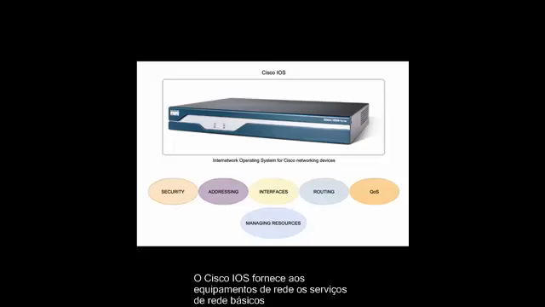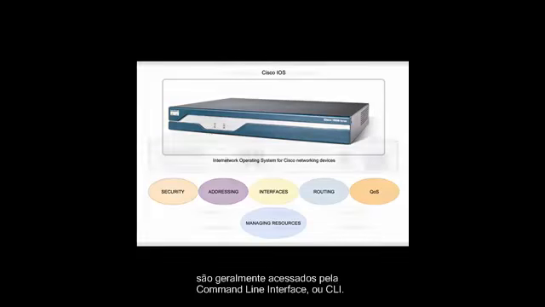The Cisco IOS provides devices with the network services for basic routing and switching functions, reliable and secure access to network resources, and network scalability. The services provided by the Cisco IOS are generally accessed using the Command Line Interface, or CLI.